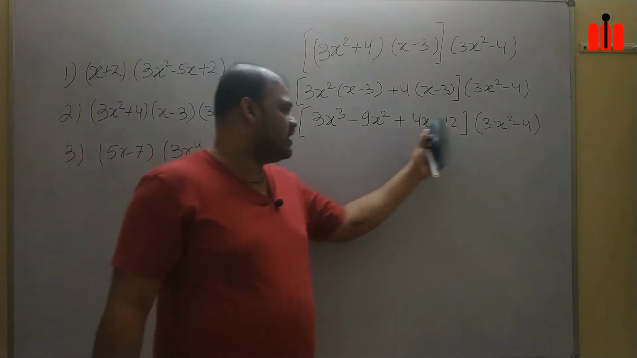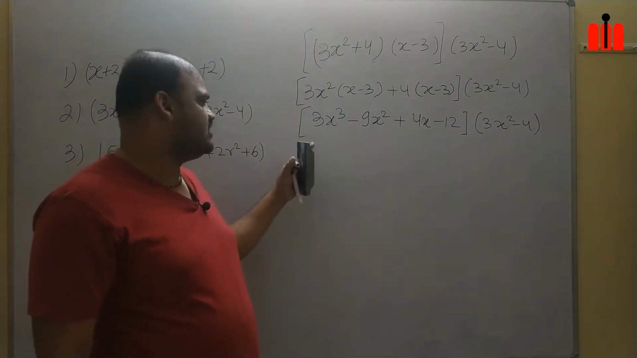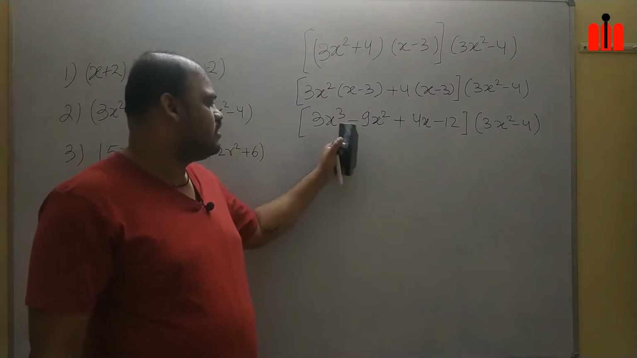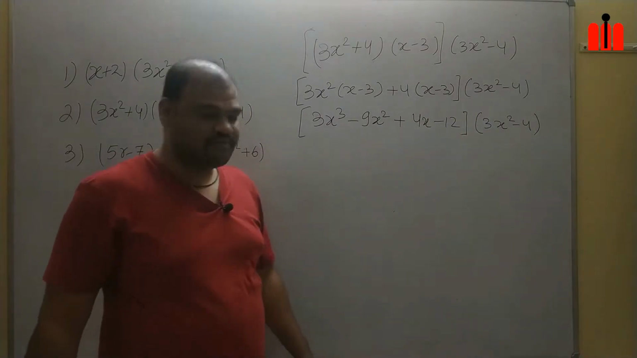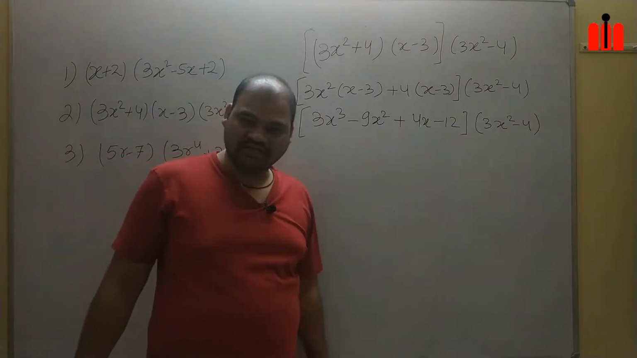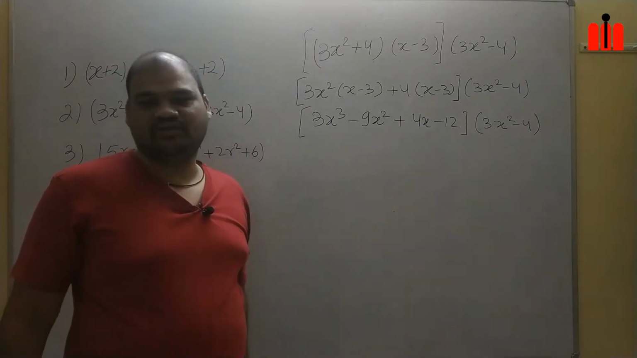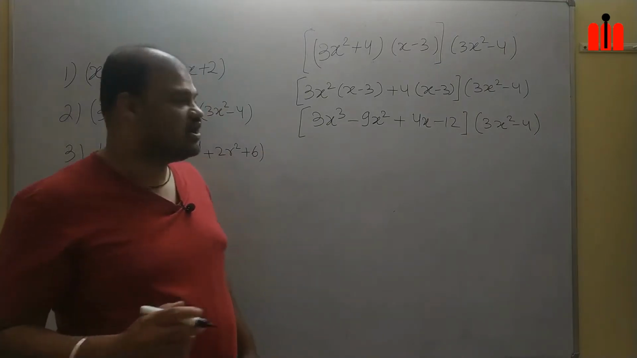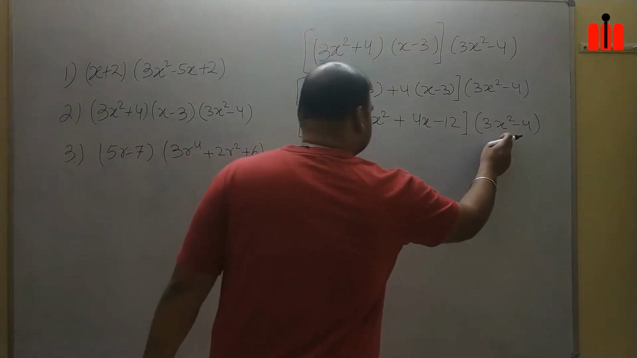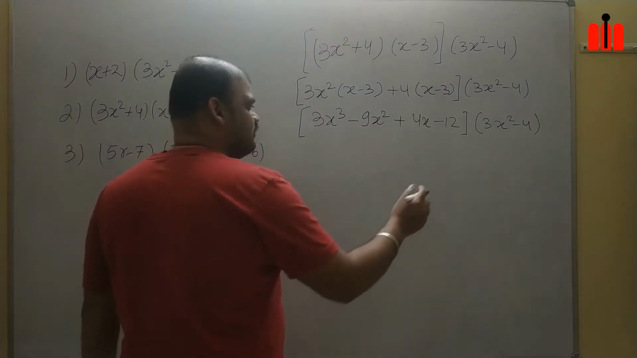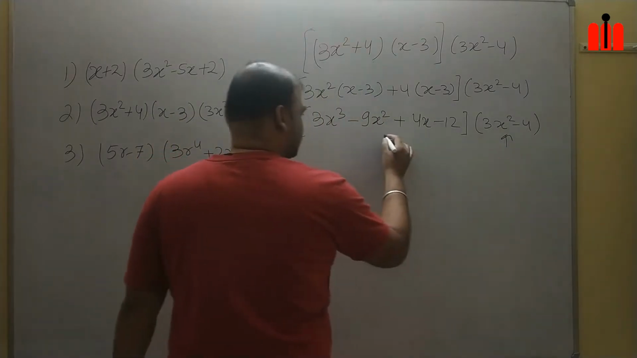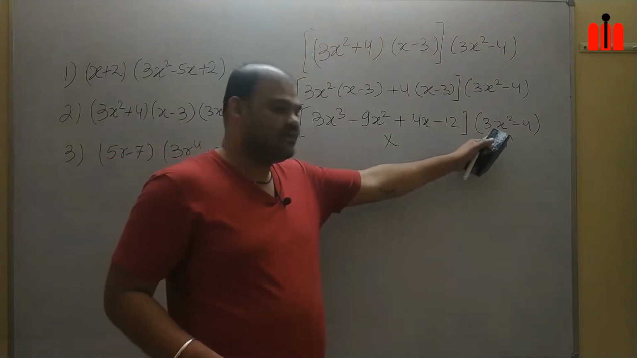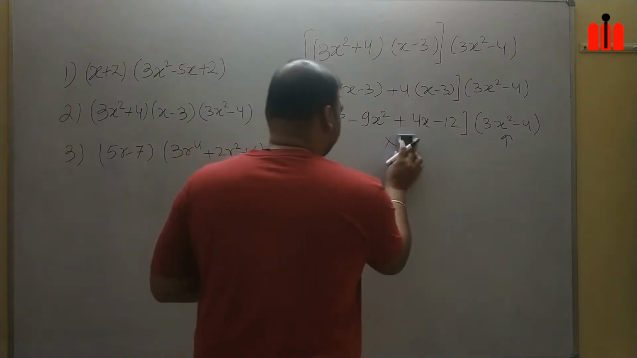Now we have to multiply these two. So for multiplying these two, we can do it like this: 3x³ into 3x² − 4, minus 9x² into 3x² − 4, plus 4x into 3x² − 4, minus 12 into 3x² − 4. But this will be very lengthy. So what we will do, we will multiply 3x² − 4 with this. So we will break this bracket rather than this. Okay, we won't break this bracket, rather we will break this bracket. So how will it look?